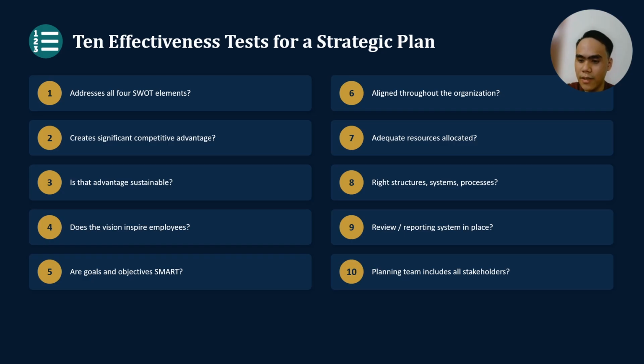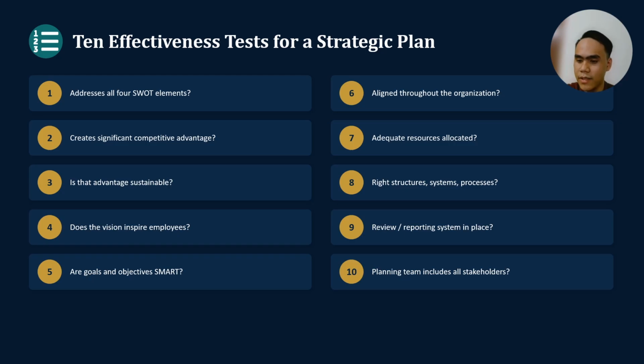Two: will it create a significant competitive advantage, and will the customer actually notice and value it? A superior product that nobody knows about doesn't help, and marketing has to raise awareness. Three: is that advantage sustainable, or can competitors copy it quickly? The book specifically warns against competing on cost reduction alone.